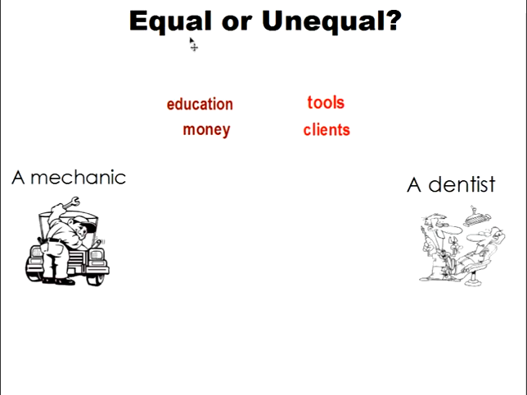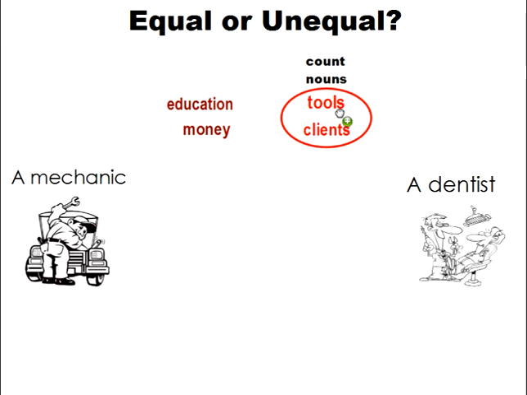Okay, now again, I want to look at the idea of equal and unequal when we talk about nouns and comparing, okay? So are a mechanic and a dentist equal when we think about these nouns? First I want to talk about the type of nouns we're looking at. So, for example, count nouns. Count nouns are nouns that you can count. You can have 1, 2, 3, 4, 5. You can count them. So that's applicable with tools.